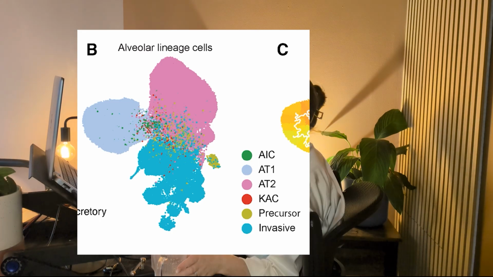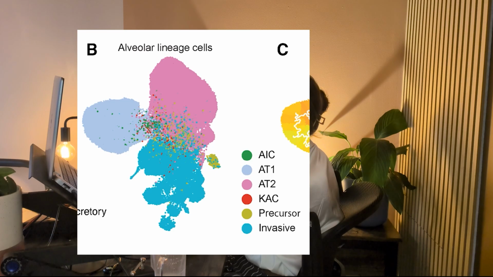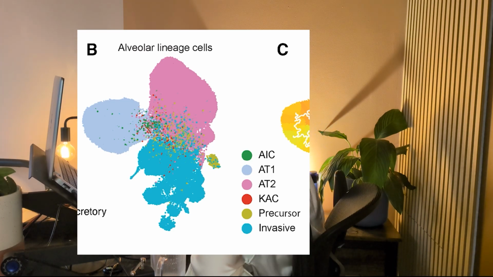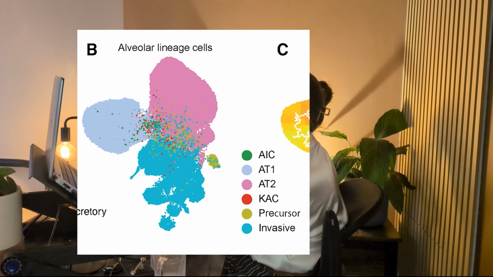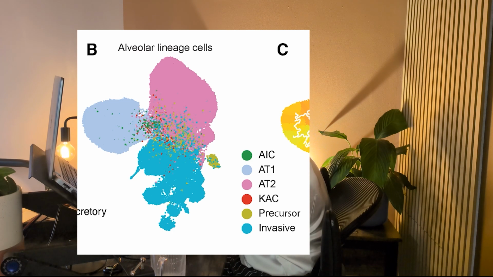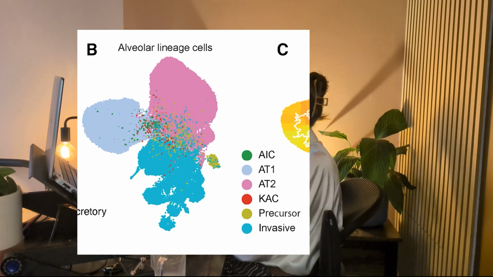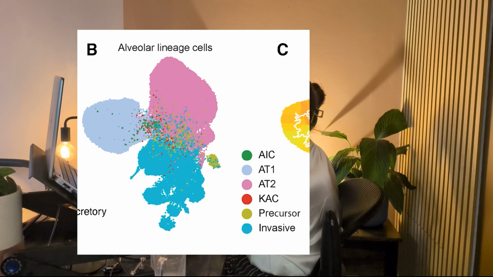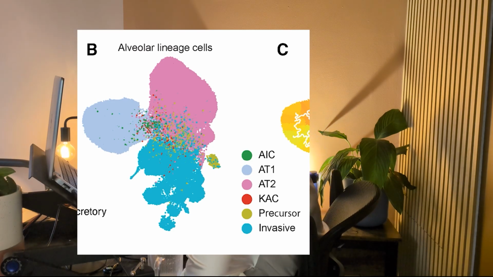entirely within pre-invasive lesions. These cells are transcriptionally intermediate between AT2 and tumour, but spatially and biologically, they appear at the very earliest stages, that is before AIS, before MIA, and before LUAD. This strongly suggests that KACs represent the earliest epithelial state in LUAD evolution.